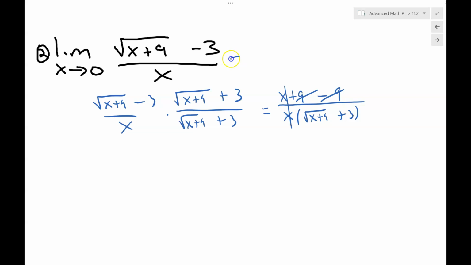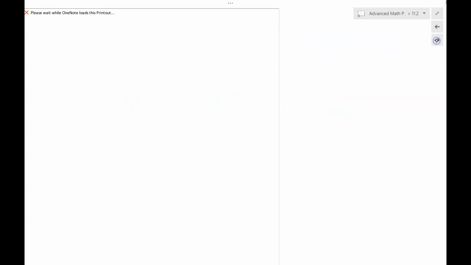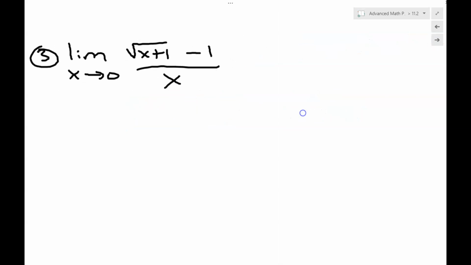The x's. So that this becomes the limit as x approaches 0 of 1 over square root of x plus 9 plus 3. Okay? So if I plug in then, I get 1 over the square root of 9 plus 3. Well, the square root of 9 is a 3, plus another 3 is 6, so we get 1/6. The limit of that is 1/6. Okay? All right. And then the last one. Maybe you want to try this one yourself. So you might want to pause it and attempt it.